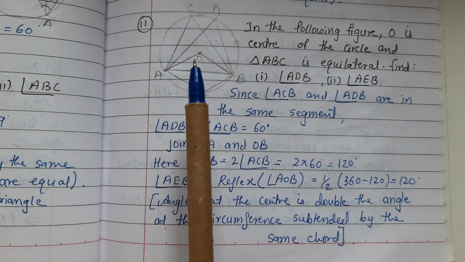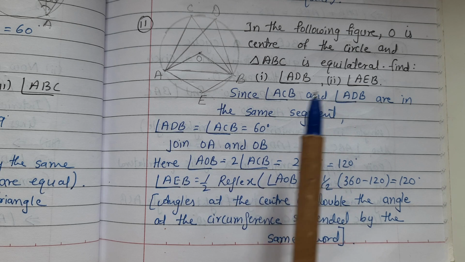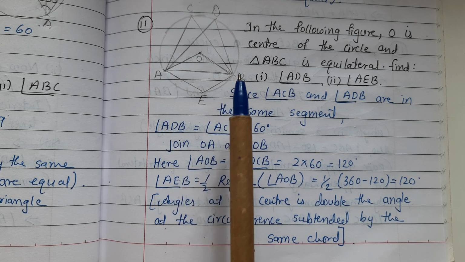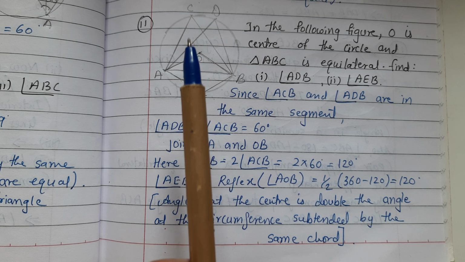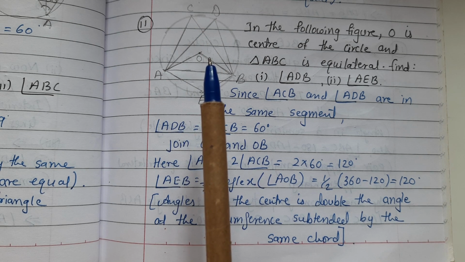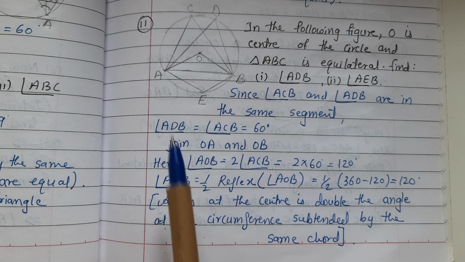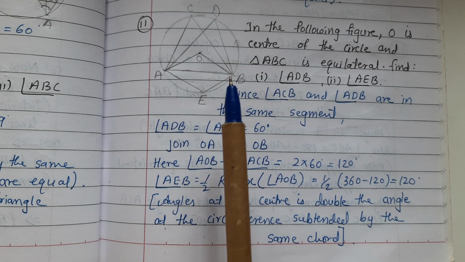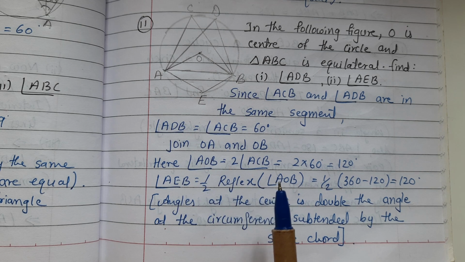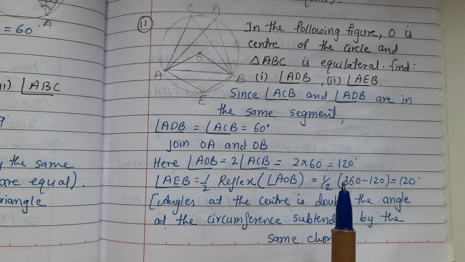Join OA and OB. For the second sum, find angle AEB. Since C is 60 degree, angle AOB will be 120 degree and reflex angle will be 240 degree. Therefore, angle AEB is half reflex of AOB, which is equal to half of 360 minus 120, is equal to 240 upon 2 equal to 120 degree. Angle at the center is double the angle at the circumference subtended by the same chord.